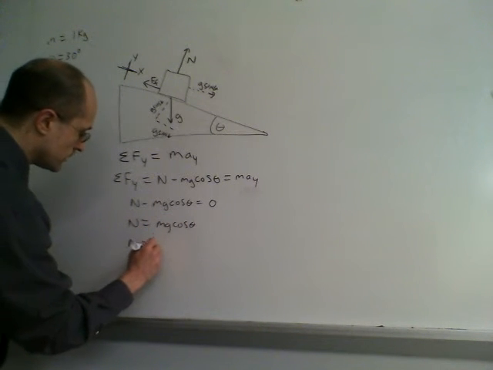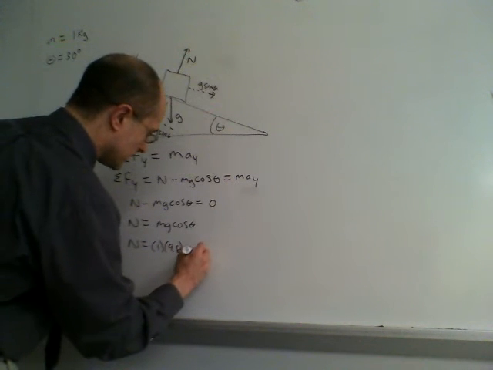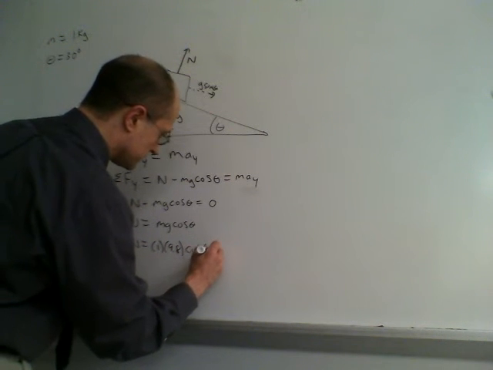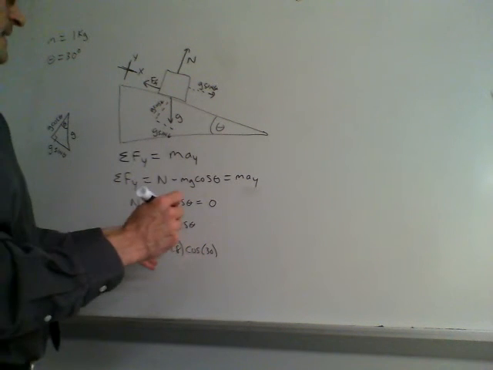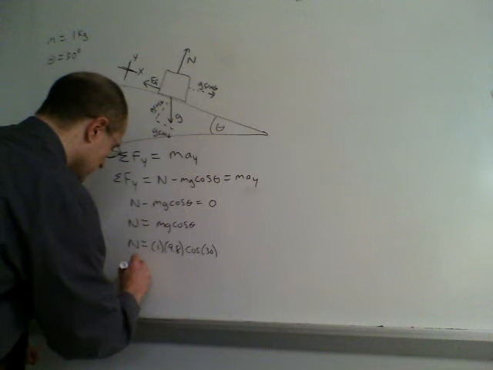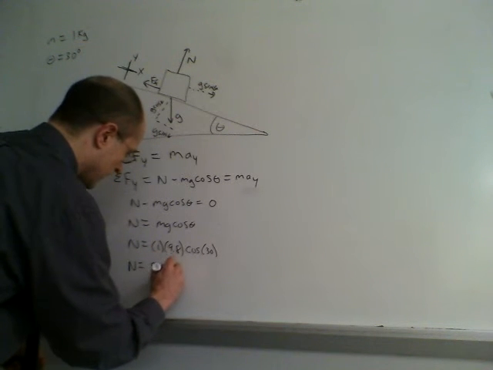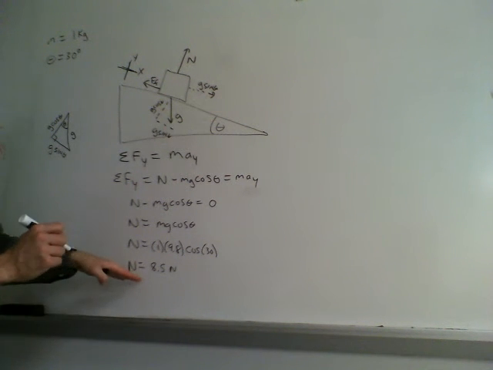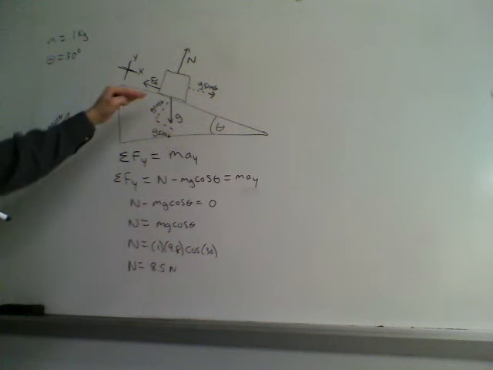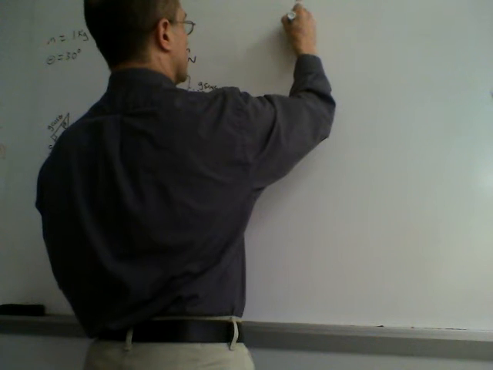That means the normal is 1 times 9.8 times the cosine of 30. And cosine of 30 is 0.866. So that tells us that the normal force is roughly 8.5 newtons. Now, this was important because we're going to need the result from the normal force when we sum the forces in the x. So let's look at the forces in the x.